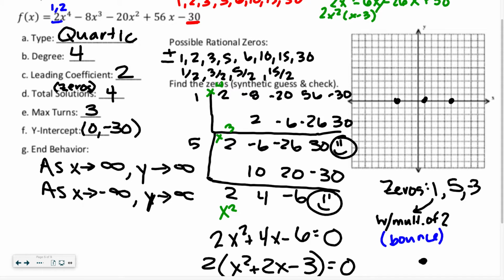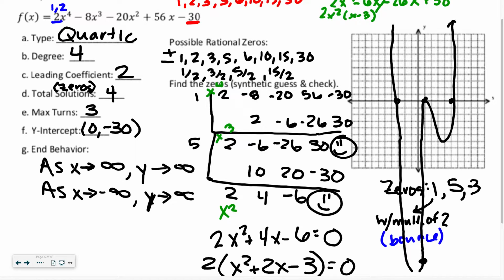Okay. And what are my arms doing again? Rising? Okay. So I just got to fill in the blanks. I must come through this point. This has multiplicity of 1. I must come down through my y-intercept. And then I come up. Remember, x equals 1 has an even multiplicity, so I got to bounce. Come down, turn around.